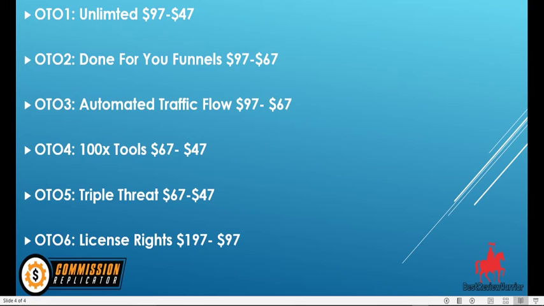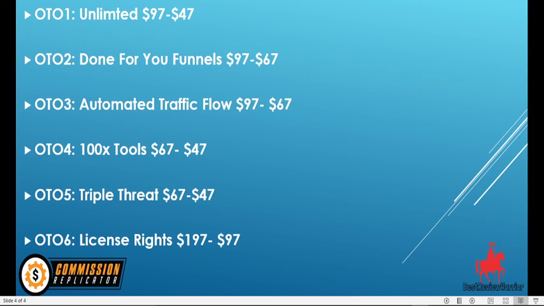Then the OTO1, which is the unlimited, goes for an upsell of $97 with a downsell of $47. Then the OTO2, which is the done for you funnel, has an upsell of $97 with a downsell of $67. In this OTO2, everything about the activities will be done for you. Then we have the OTO3, which is the automated traffic flow. It goes for $97 with a downsell of $67.